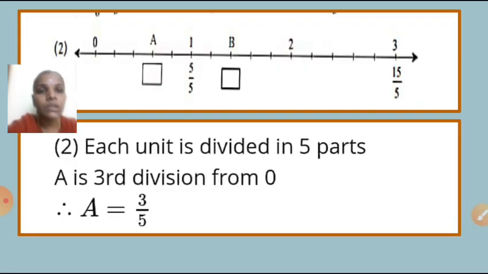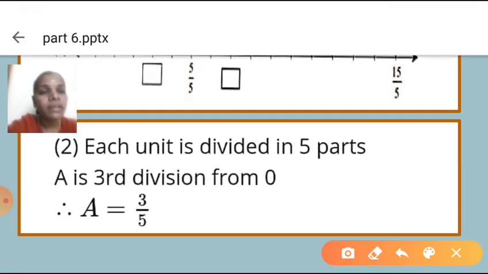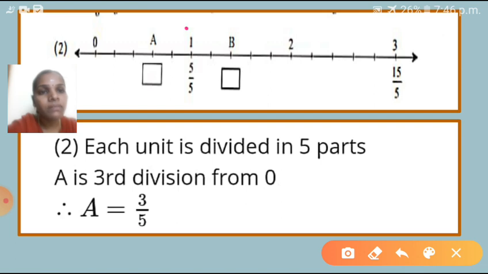Next one is the second question. Second question is here. Here you just have to see the given fraction. Yes, 5 upon 5. That means in one place, what is 5 upon 5? So in this box, which denominator number will come? Yes, 5 only will come.